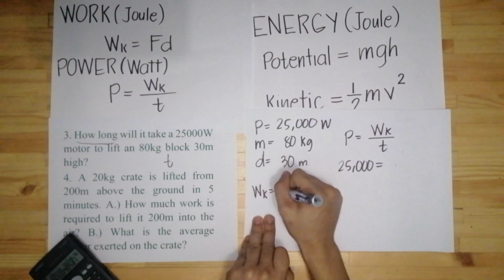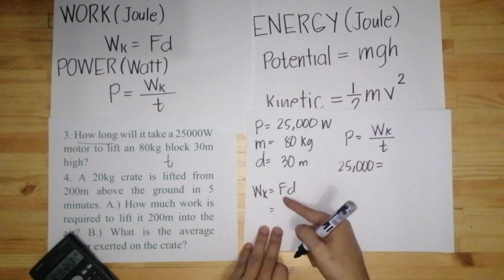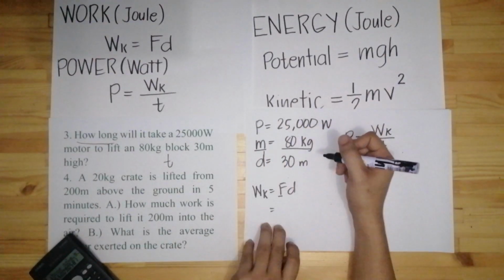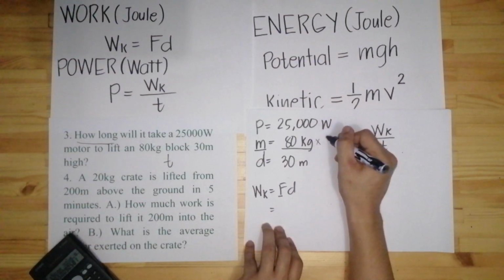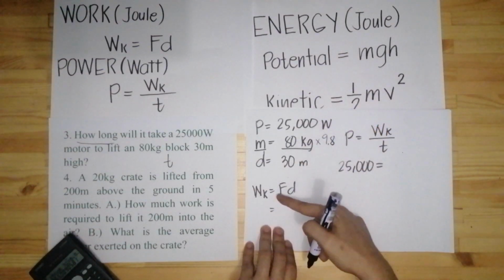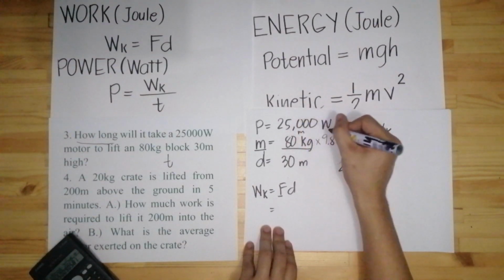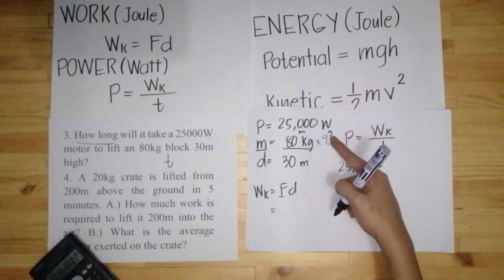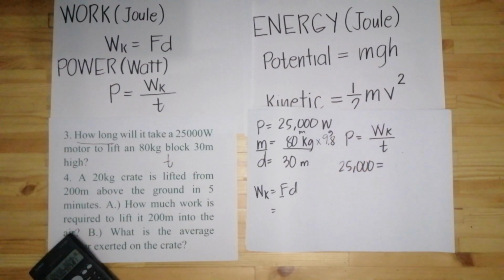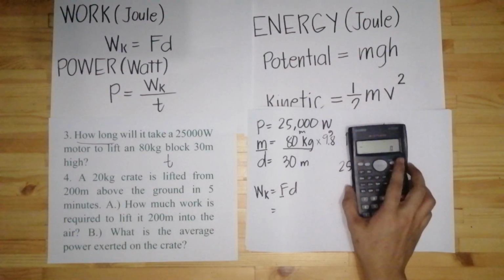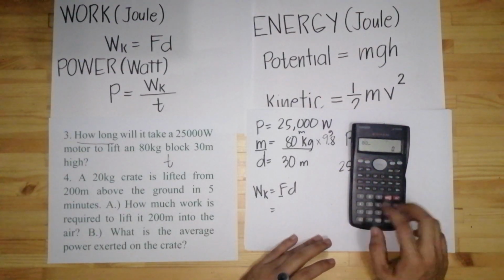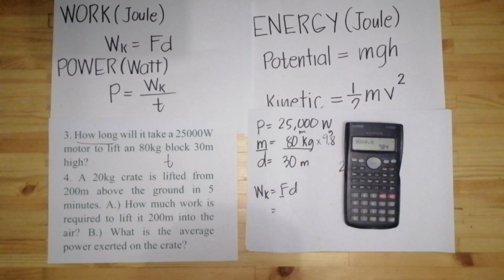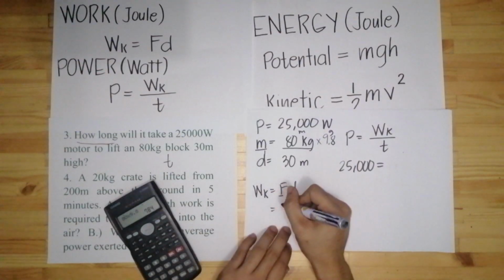Ang work ay may formula na FD. So, meron ba tayong force? Pag walang force, pero merong mass, makukuha natin yung given force. Ito times mo lang to sa 9.8 para makuha yung force. Kasi ito yung M, ito yung G. So, mass times the gravity is equal to the weight. Yung weight ay, yun ay magiging force natin, the gravitational force. So, i-multiply lang natin yung 80 sa 9.8. 80 times 9.8. That is equal to 784. Yun yung magiging amount of force natin.